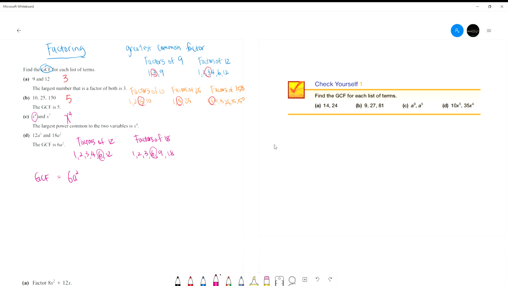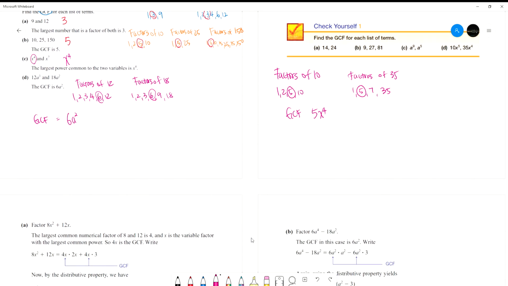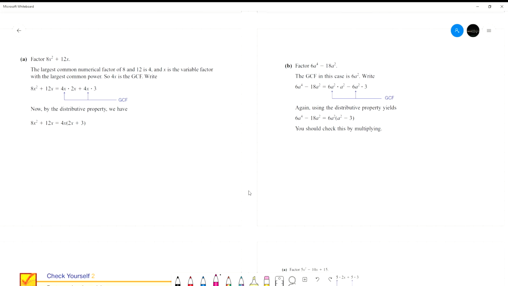You got it? Alright, so very good. So real quick here, factors of 10 are 1, 2, 5, 10, right? Factors of 35 are 1, 5, 7, 35. So we see how 5 is the GCF, right? So 5x to the fourth, because the smaller of the two is the fourth. So that's the GCF, right? Okay, hopefully everyone got that. Now we'll move on to actual factoring problems that we're going to see.